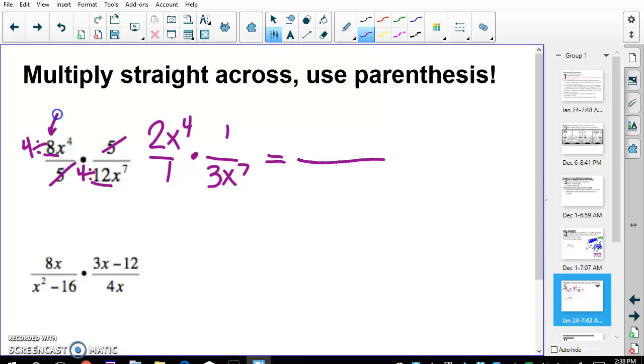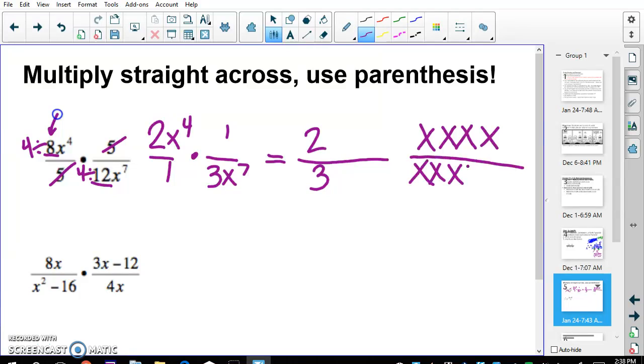Now, I have to ultimately get everything over one line. I can't have a times sign in there in the end. So I know that my 2 and 3 are going to stay, because those can't cancel anymore. But then I've got x to the 4th over x to the 7th. Some of you see who wins by how much. Others of you need to just say, okay, x to the 4th looks like this. X to the 7th looks like this.